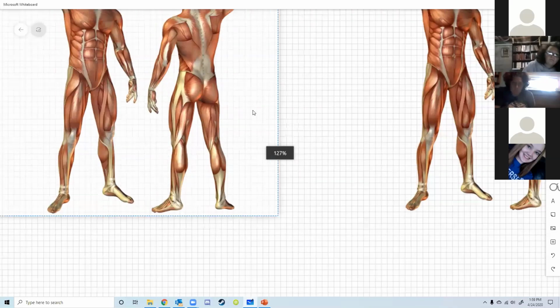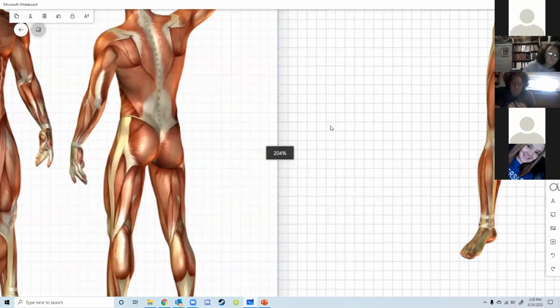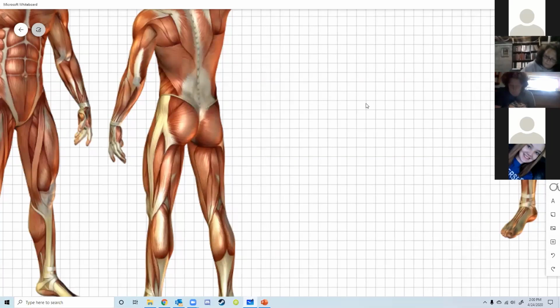All right, so let's look at the front here. Really, we can only see two of them here. We got gluteus maximus, right?